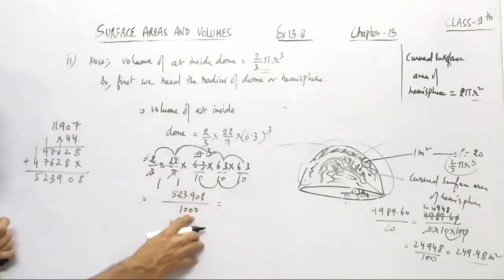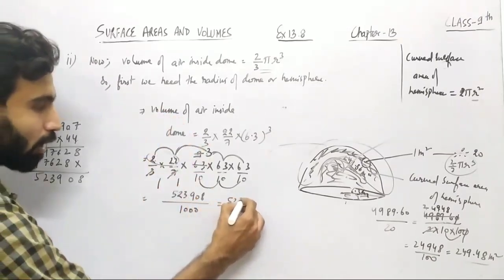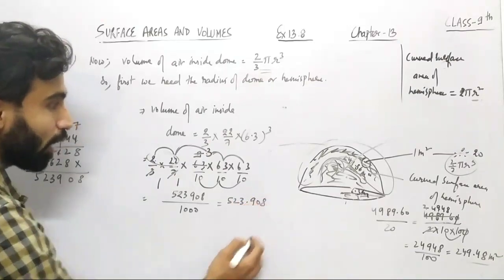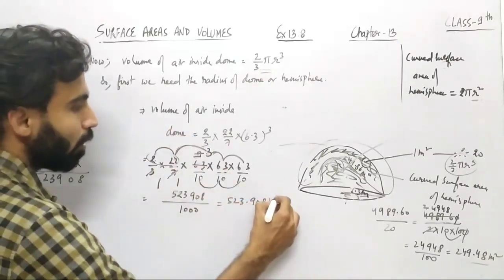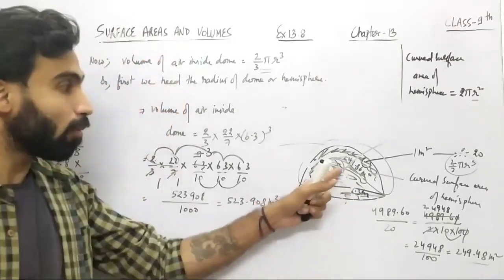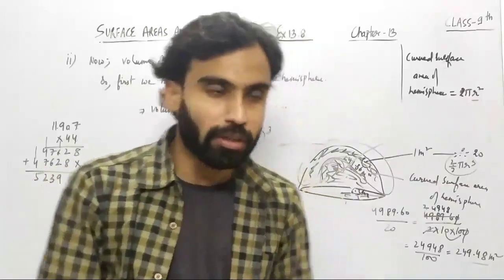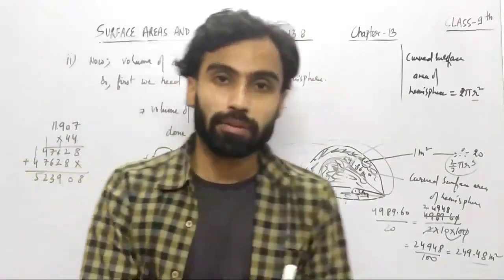Now in the denominator how many zeros are there? 3 zeros. So before the last 3 digits, what will be placed? Decimal. So 523.908. Now you can see volume will be in meter cube. So this is going to be the volume of the air inside this hemispherical dome, right? So this is how you can see we have to solve this question.